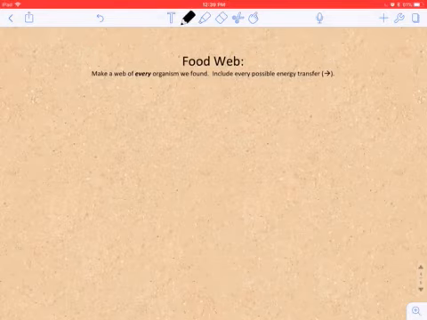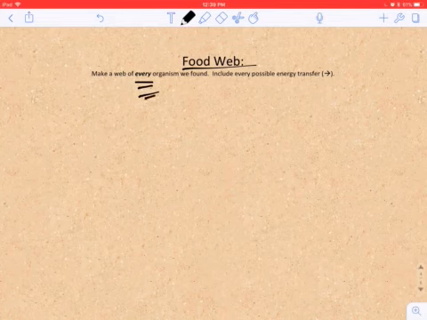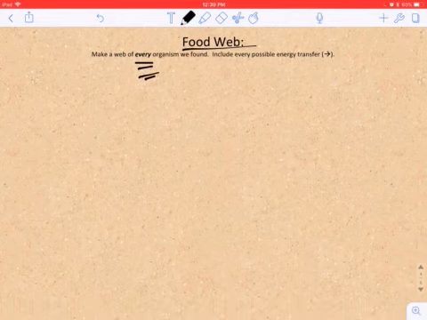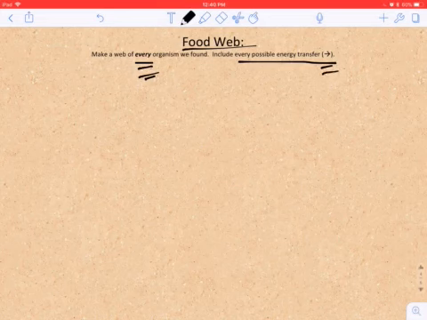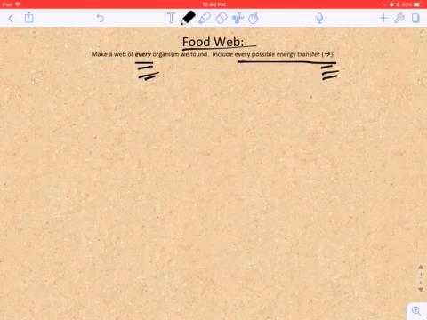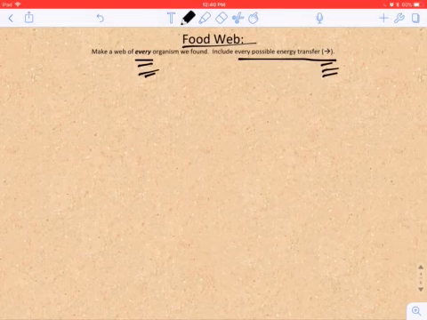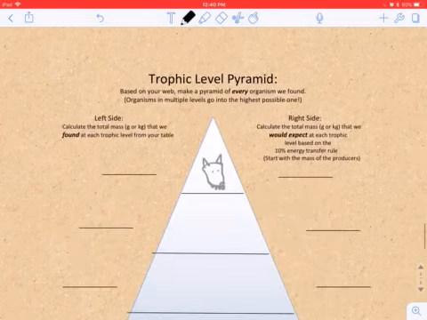Then you're going to make a food web of every organism out in that field, out in that ecosystem. It must include every possible energy transfer represented by an arrow. So Google it, look it up, anything that can eat anything, put it on that web. Then, if you need to pause and do that, or at any point, go ahead and pause.